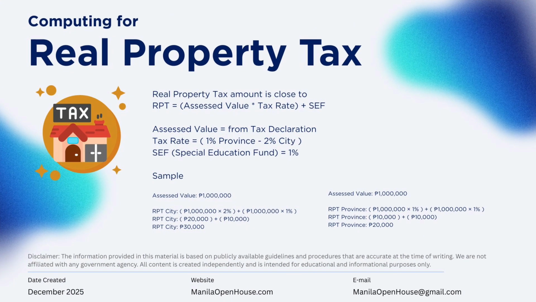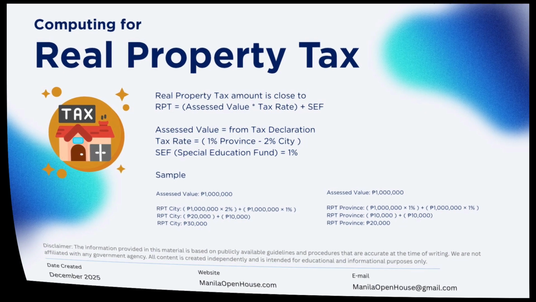Computing for real property tax. Real property tax, or RPT, is computed using the assessed value stated in the tax declaration. Cities typically apply a 2% tax rate, while provinces apply 1%. An additional 1% is added for the Special Education Fund. By multiplying the assessed value by the applicable rates, we arrive at the yearly tax amount.